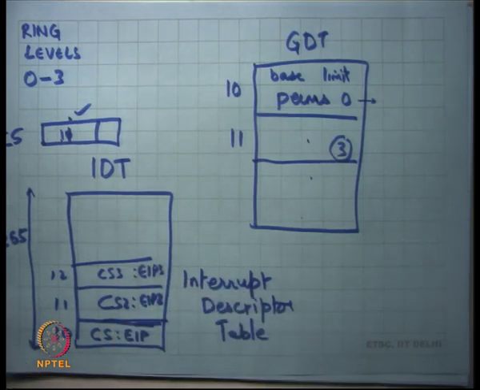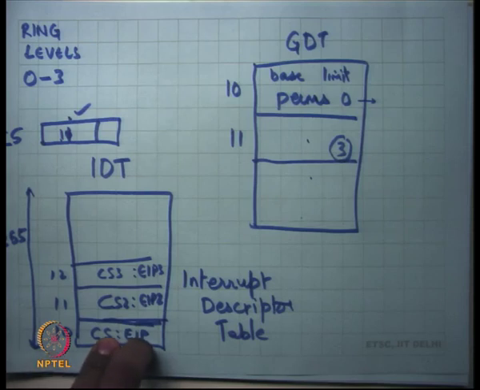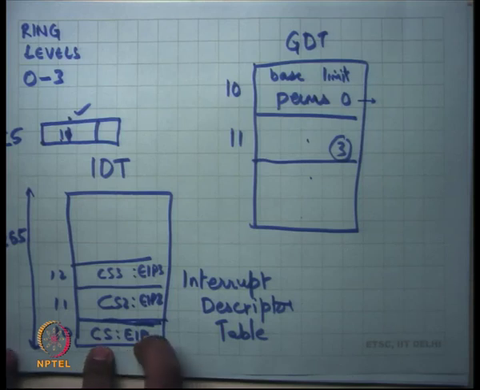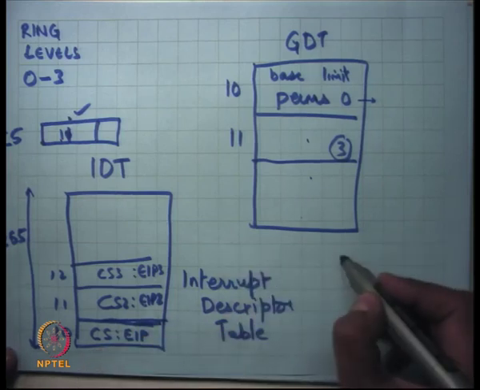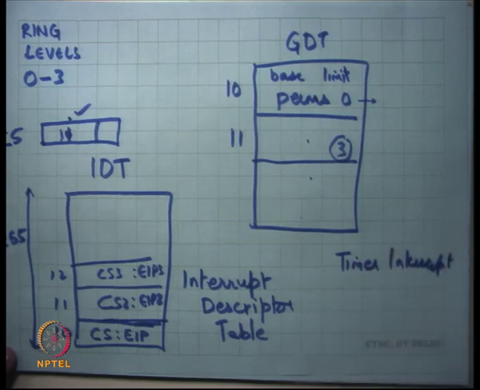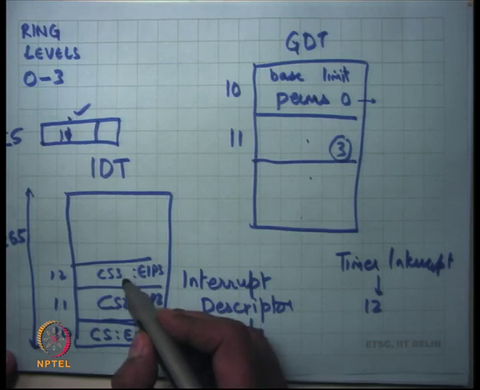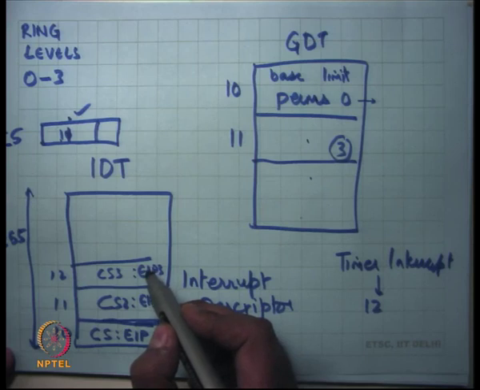What this means is that if an interrupt occurs, if interrupt number 10 occurs, then switch the instruction pointer and the code segment to these values stored in the descriptor. So for example, if I say that a timer interrupt is going to occur at interrupt number 12, then whenever a timer interrupt occurs, the execution is going to switch the code segment and the program counter EIP to these values.